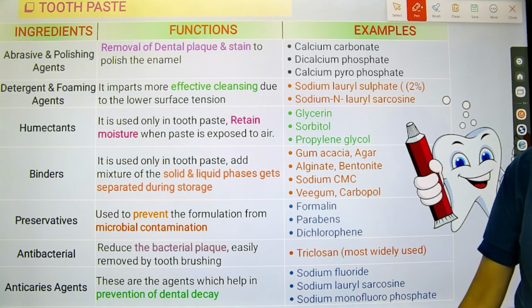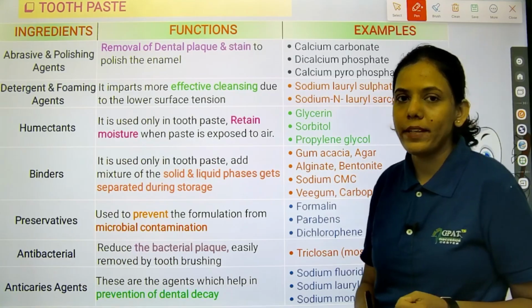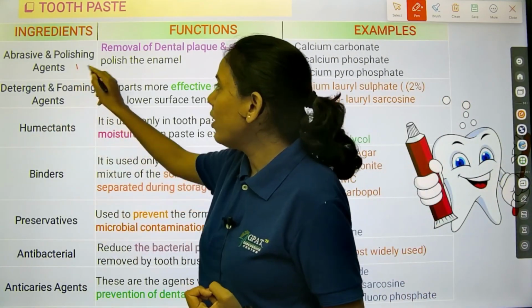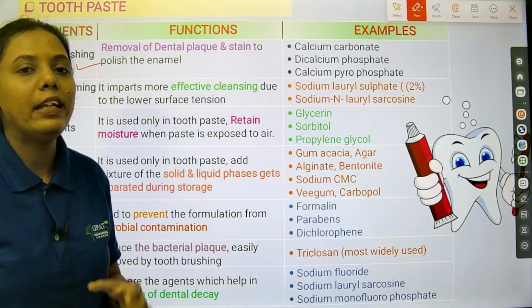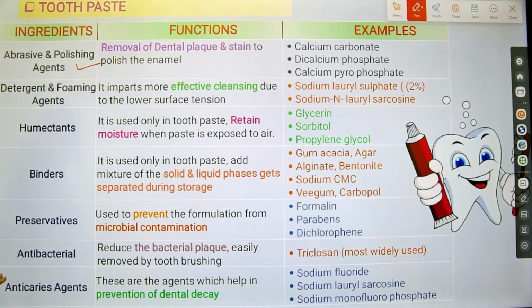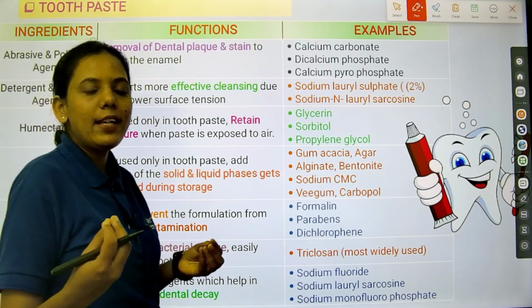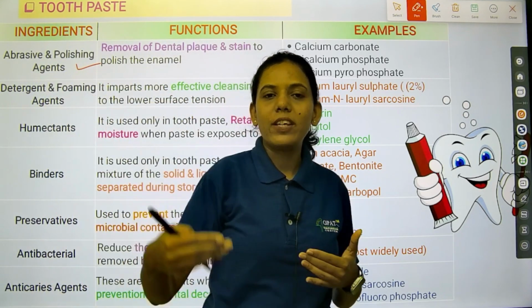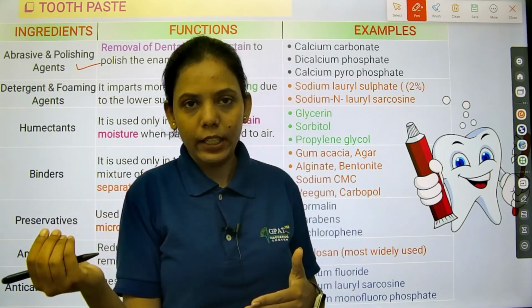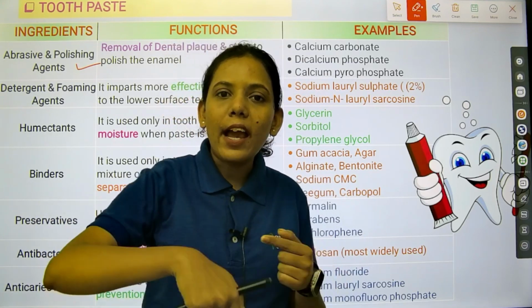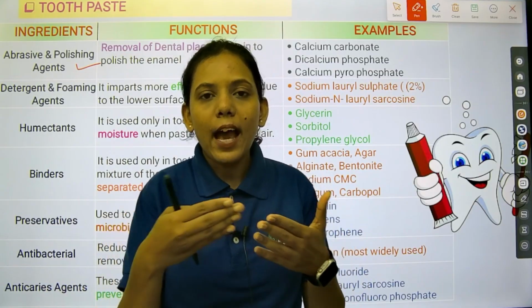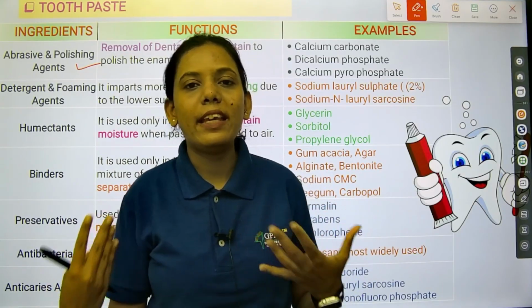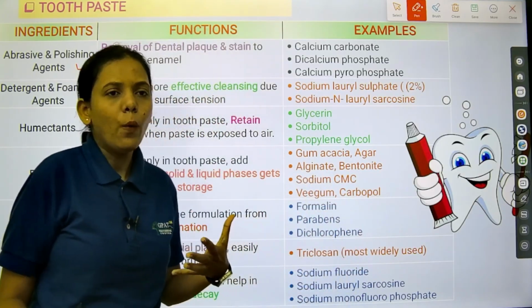Again, there are certain important ingredients in the toothpaste. The very first is about the abrasive and the polishing agent, one and the same. This helps to clean the teeth properly. So removal of dental plaque and stain to polish the enamel. Enamel is nothing but the outer surface, the accessible surface of the teeth, right? You do not go inside and clean very deeply, right? You just clean the surface of the teeth. That surface, that layer is known as enamel of the teeth. Generally it is white in color.